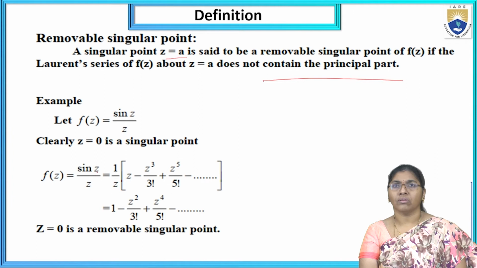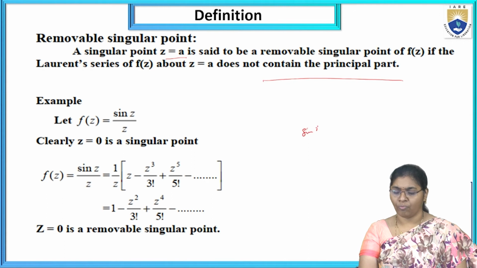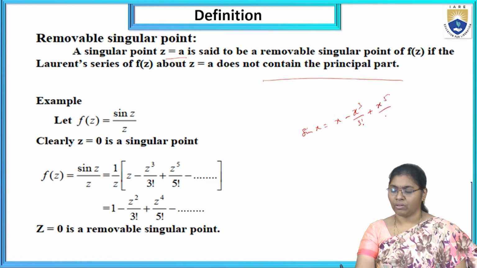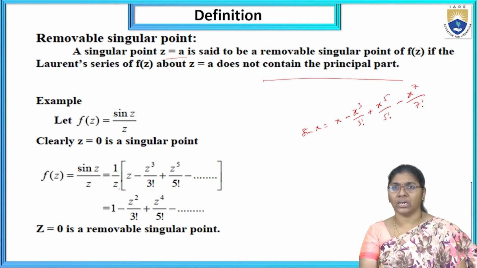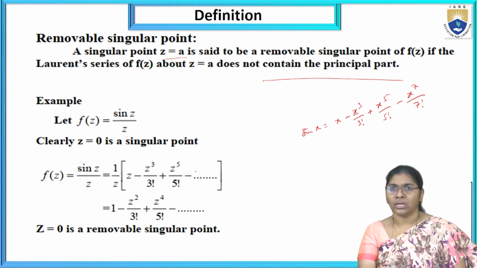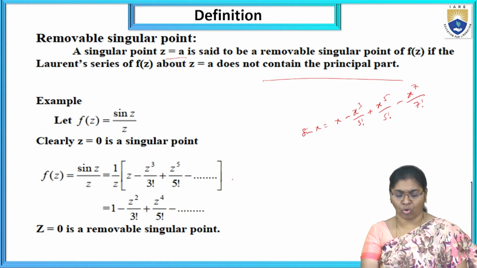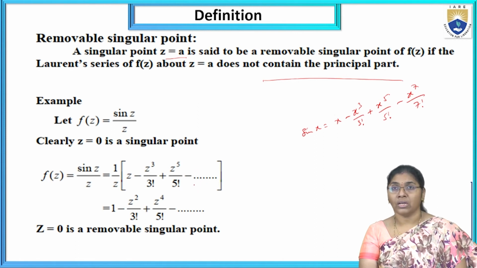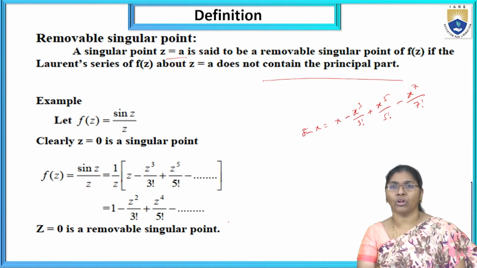Then f of z equal to sin z by z, which is 1 by z times sin z. The sin function: sin x equal to x minus x cube by 3 factorial plus x power 5 by 5 factorial minus x power 7 by 7 factorial, like that. Substituting that and multiplying with 1 by z, the z cancels. We get 1 minus z square by 3 factorial plus z power 4 by 5 factorial minus z power 6 by 7 factorial, and so on. Here z equal to 0 is a removable singular point.